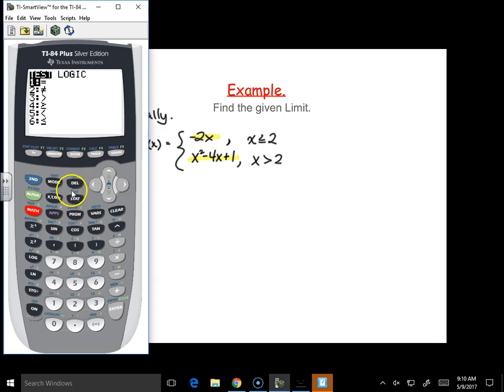Second test, and then we have x greater than 2. Okay. I didn't know how to make it do that. Okay. Or I didn't put parentheses.